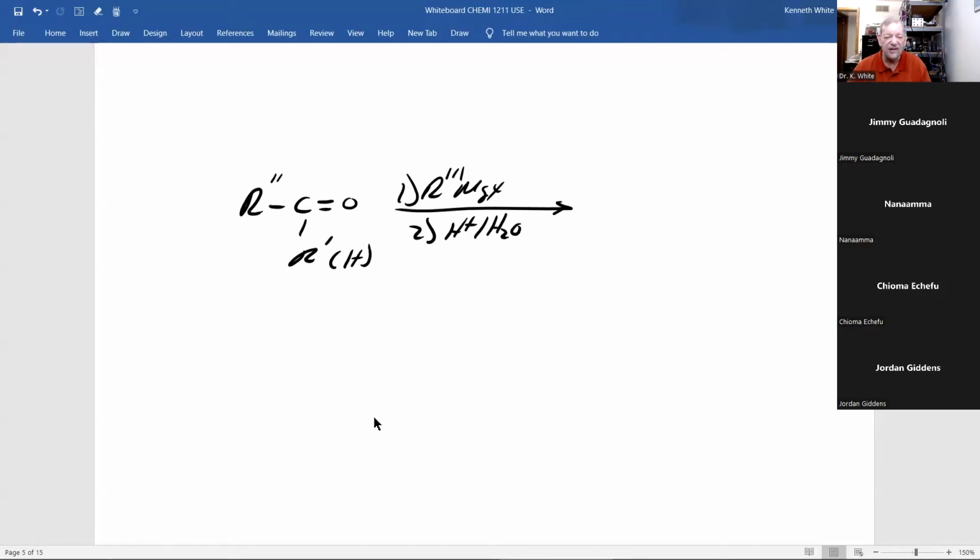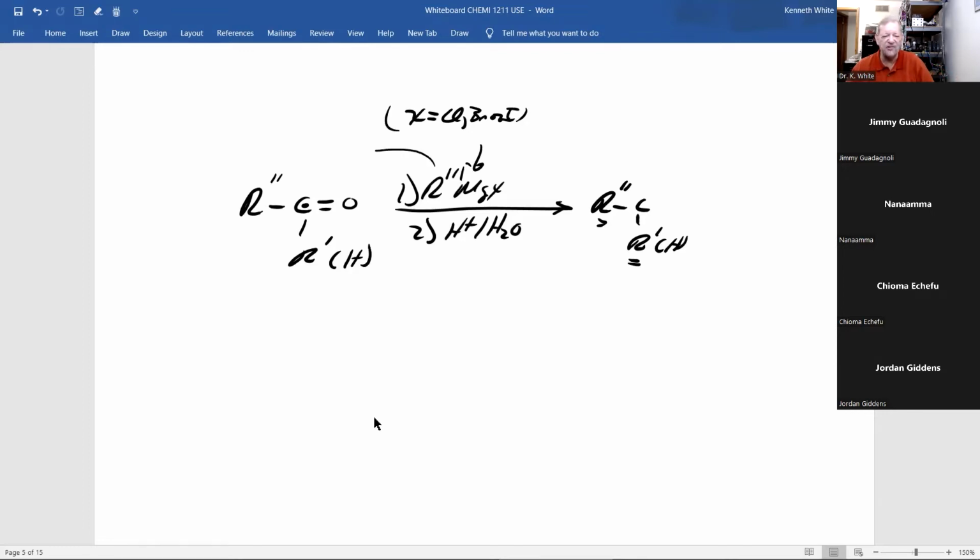And keep your eye on the carbonyl carbon. We have a ketone or aldehyde. What's attached to it, R prime and R double prime, is still there. Ooh, what's this? A Grignard, R triple prime MgX. X can be chlorine, bromine, or iodine.